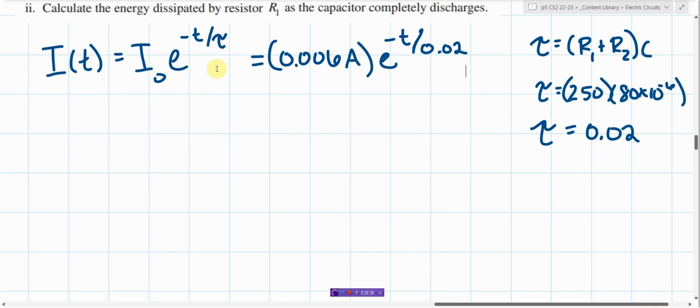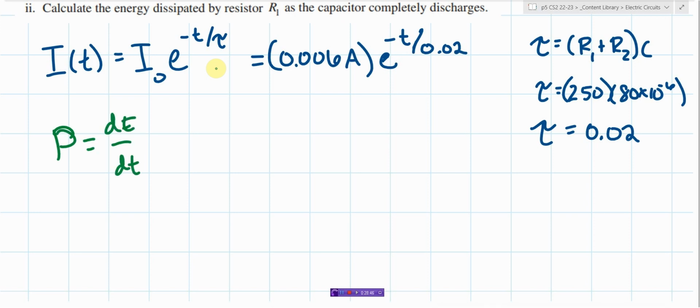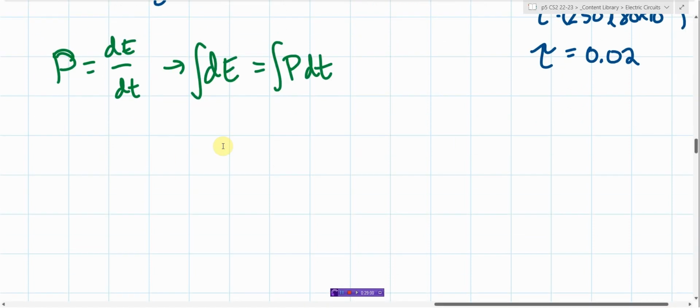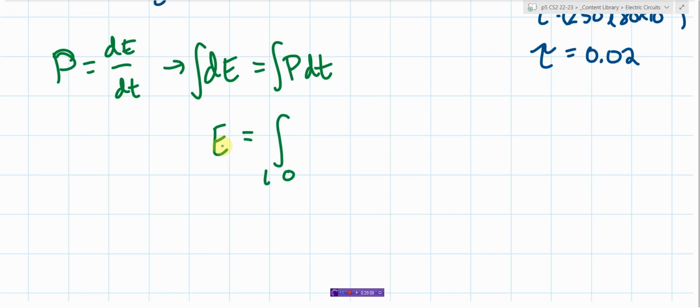Energy dissipated will be, in general, power is dE/dt. So dE equals P dt, which means if I integrate both sides, I should get the energy dissipated. It will be the integral from 0 to infinity, to let it fully discharge, of power.